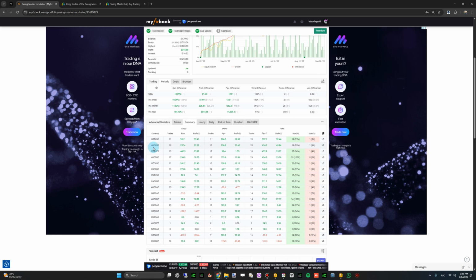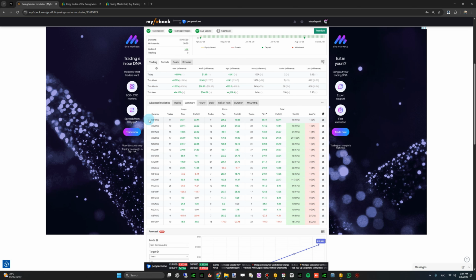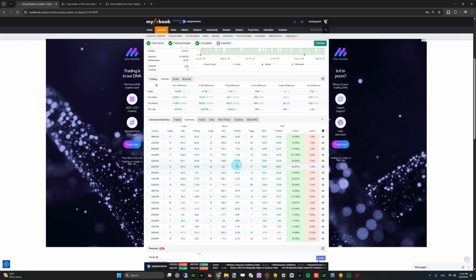In this way, we can assess the expert's performance on any currency pair. And we'll see that the best results are on GBP USD and the worst over the past 6 months are on EUR GBP. That's how it is. This is the first element of analysis.